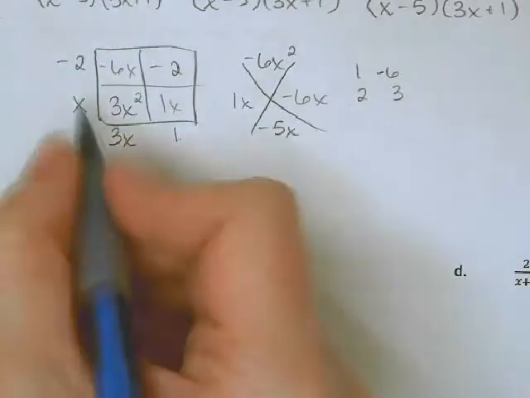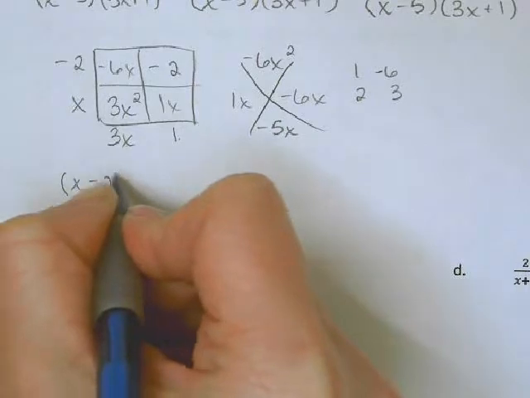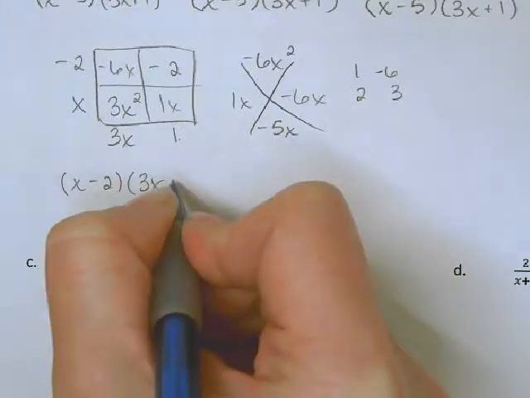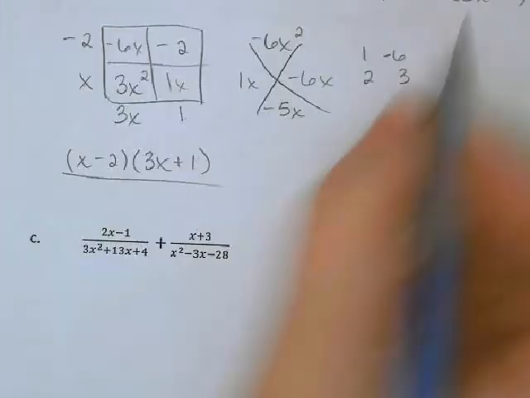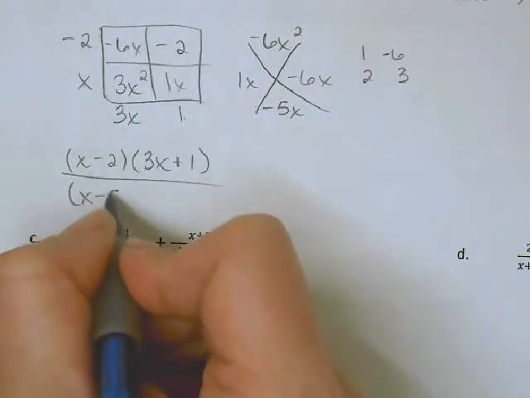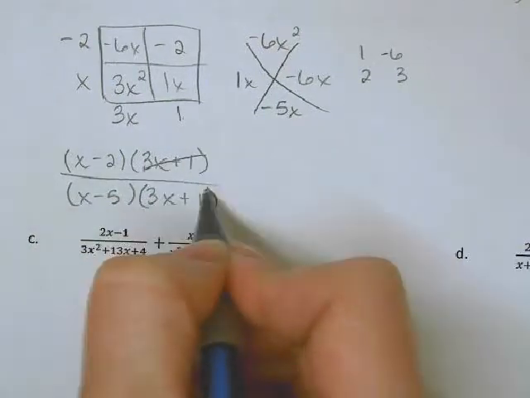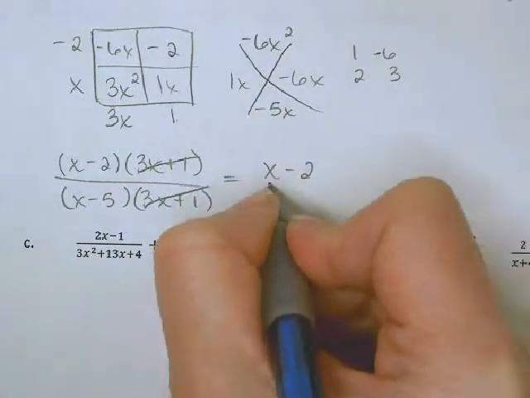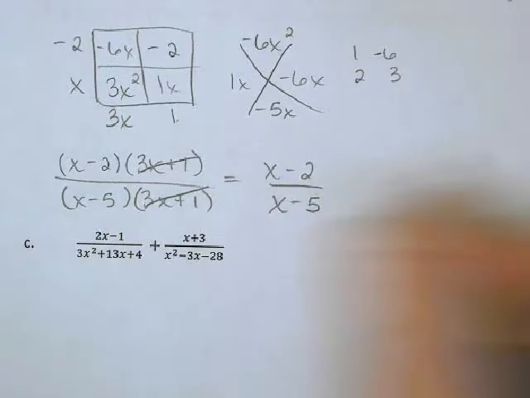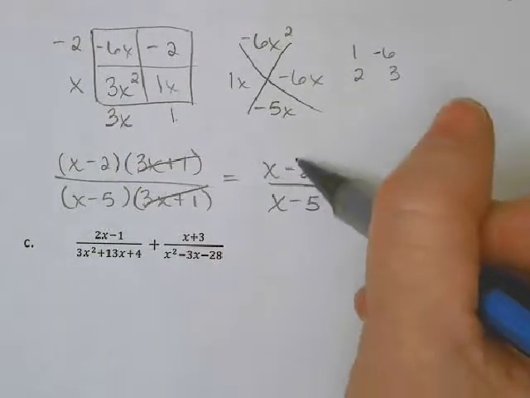So when I rewrite my whole answer here, on the top I have x minus 2 times 3x plus 1 over the bottom here, x minus 5 times 3x plus 1. Those two divide out to 1, and I'm left with x minus 2 over x minus 5. Something I want to be really, really aware of: this is no longer written as a product. This is written simply as a sum. So I can't cancel out x's.